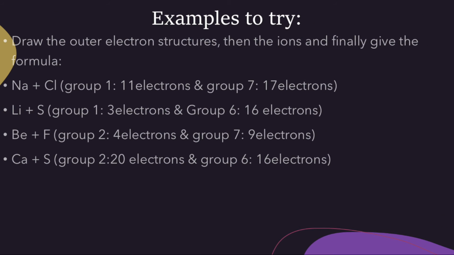Finally, here are some examples for you to try. I've included how many electrons there are in each and which group it's in to help you with its electron structure, as you may not have access to a periodic table. Please draw the outer electron structure, then the ions that will form, and finally give the formula. If you're looking for an additional challenge, try to do the balanced equation for each one. Pause the video now and answers will follow.